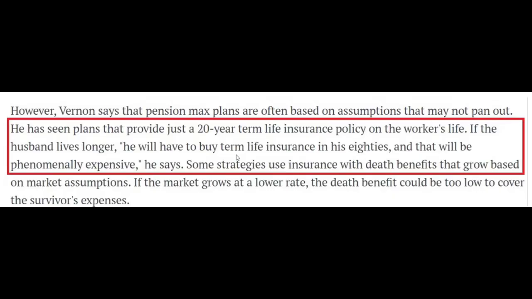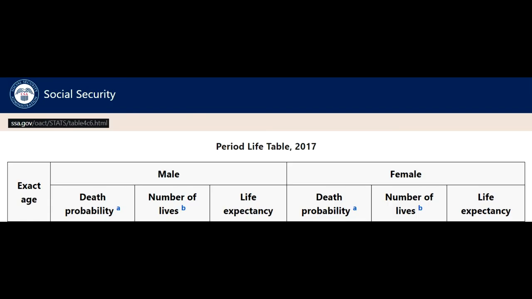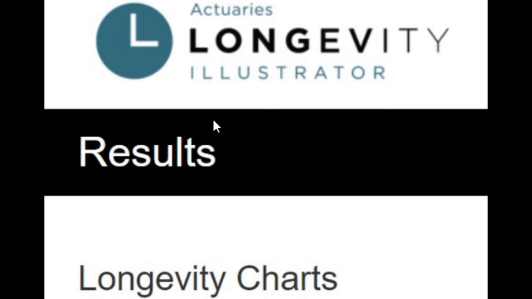So I built our example on a 20-year term policy, and I presented Google search results typical for the average life expectancy for a male, which is 76.4 years. However, there are a number of alternate estimates and information sources. For example, the Social Security Administration assumes that a 65-year-old male could live another 17.89 years, bringing his age at death to around 83.